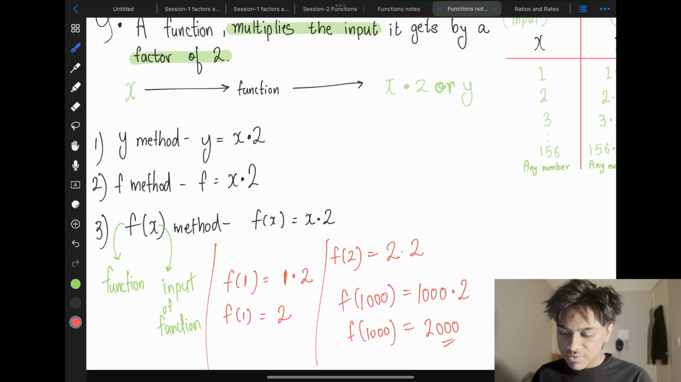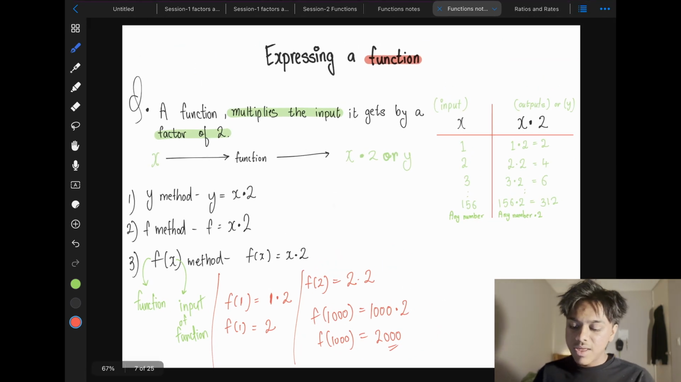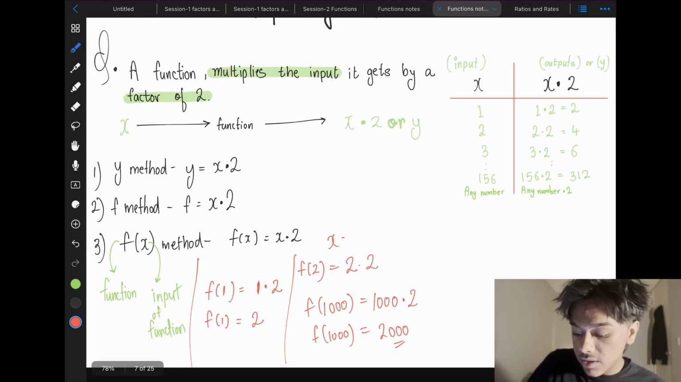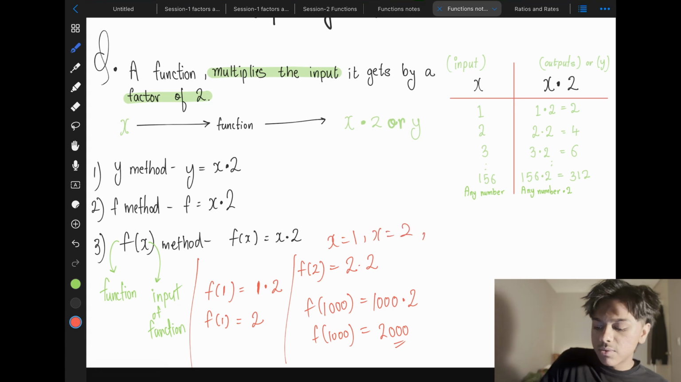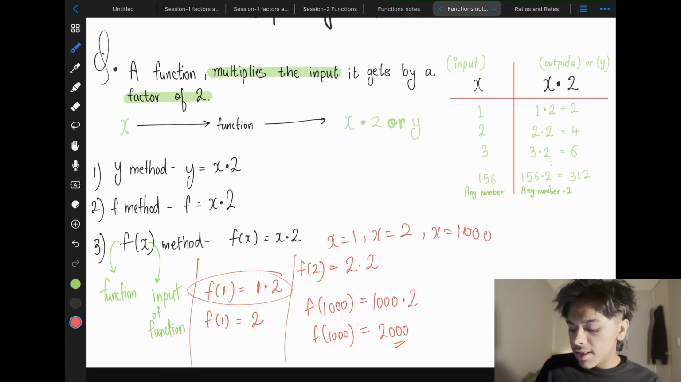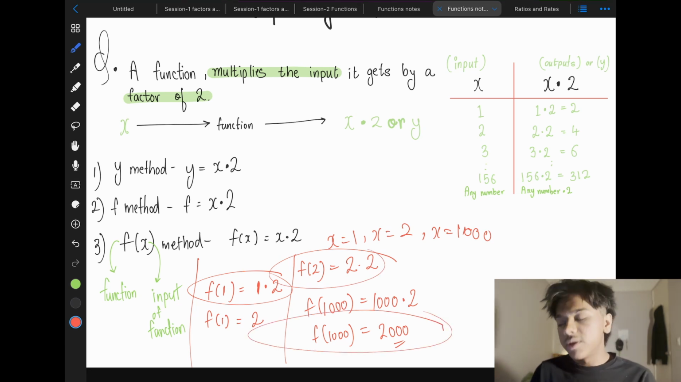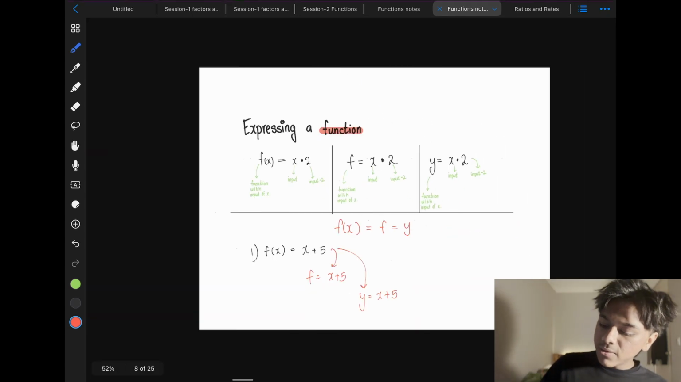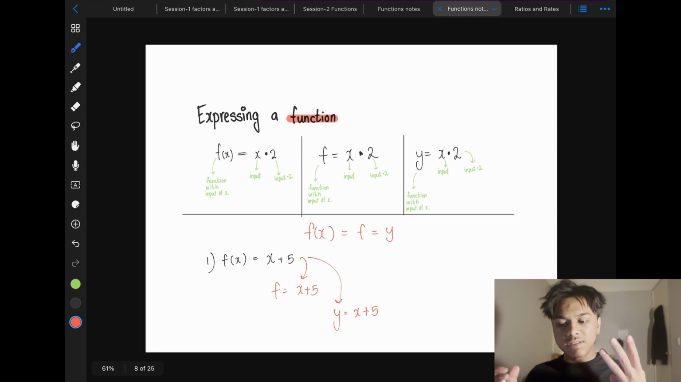That's our 3 ways of describing a function. This way is pretty much used more than the other 2 ways, as it gives you an advantage. You don't have to write x equals 1, x equals 2, or x equals 1000 anymore. You can just write f at 1, f at 2, or f at 1000, which just says function with input of 1, function with input of 2, function with input of 1000. Now that you know 3 ways, let's conclude it.